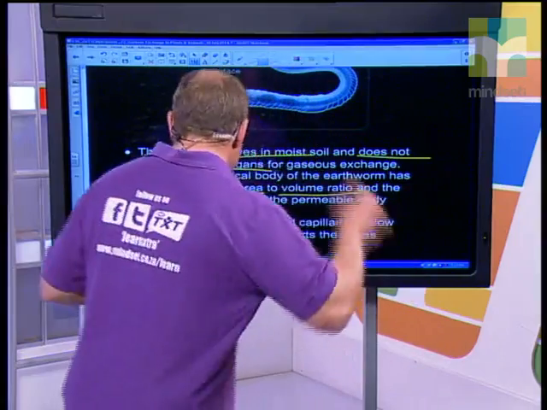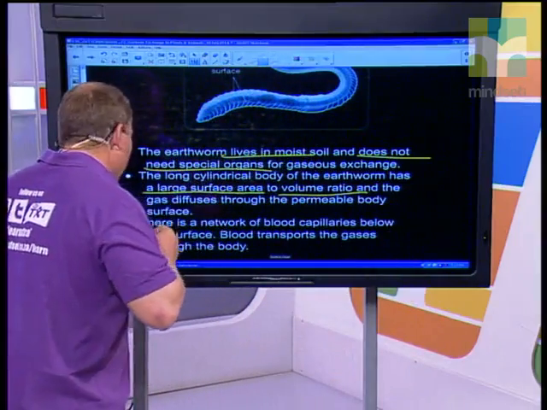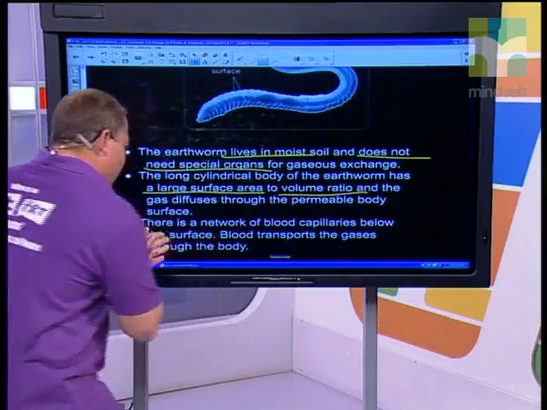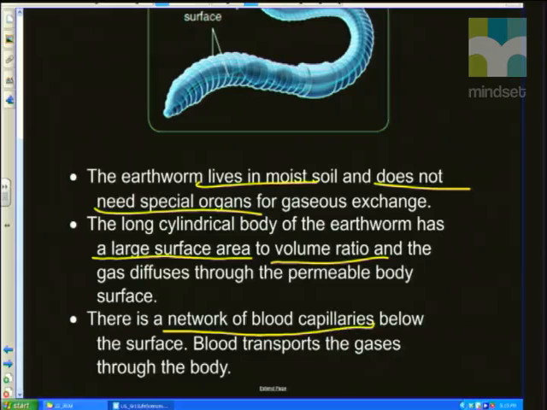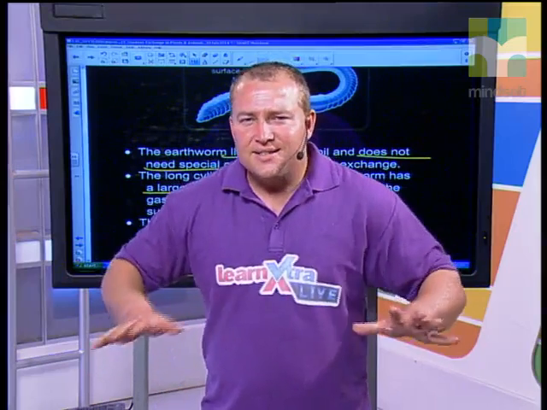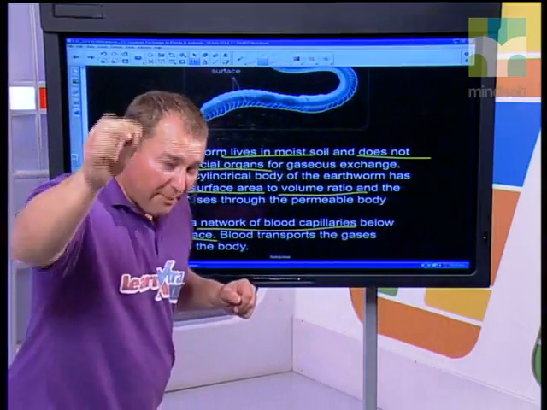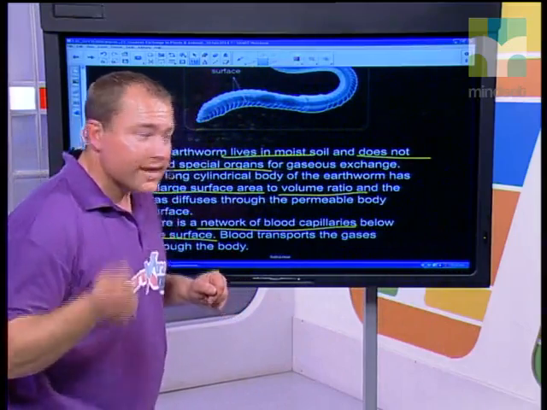Good. So then we got, it diffuses right through the skin, as I was saying, okay? And there is a network of blood capillaries below the surface to transport the gas to where it needs to go. That's your earthworm. Quick, easy, simple. Okay, now, remember, this is just a summary. You've got the stuff, eh? So I'm just going through this to make sure that you understand it.